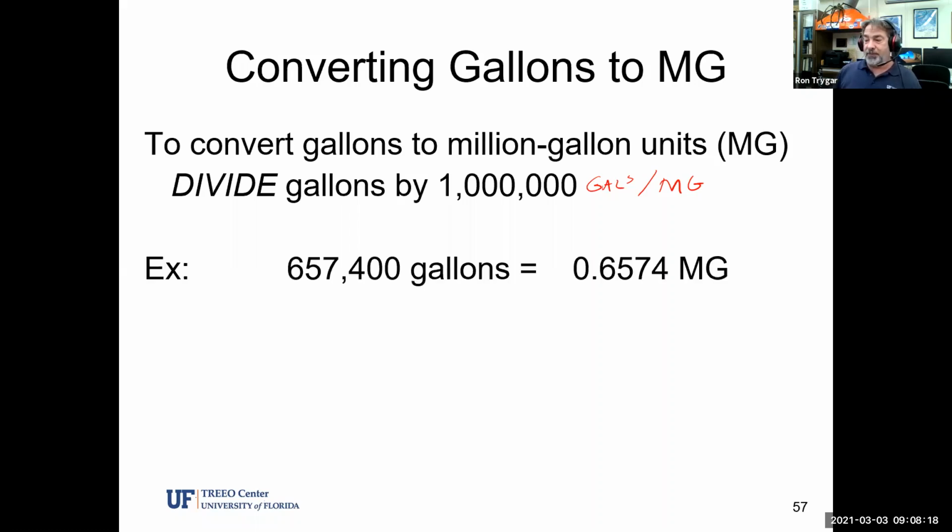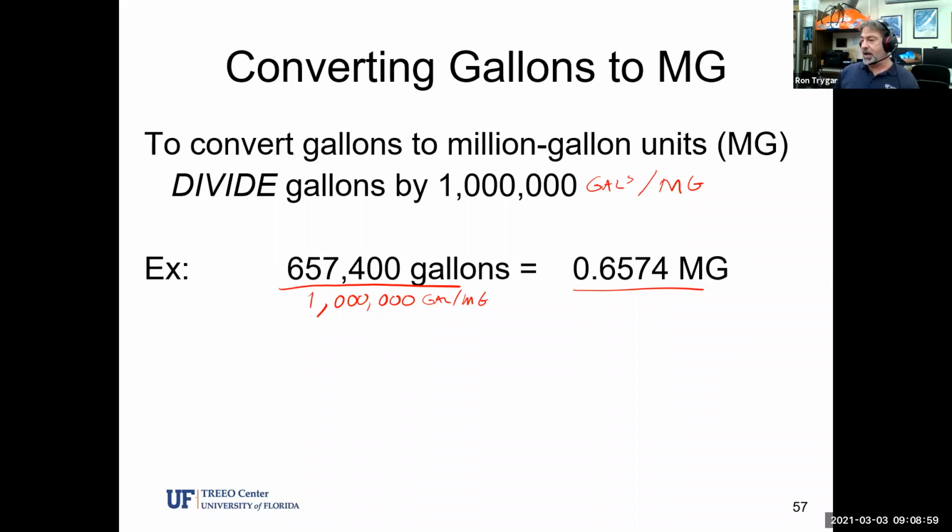So here we have an example showing 657,400 gallons. How would we convert that into million gallon units? So I just mentioned to you that we would divide this number by 1 million. I put all the zeros in here, and 1 million is gal per mg. And so 657,400 divided by 1 million. And I came up with 0.6574 mg. So that would be the units as million gallons rather than gallon units.